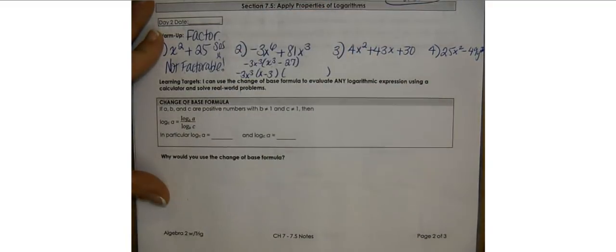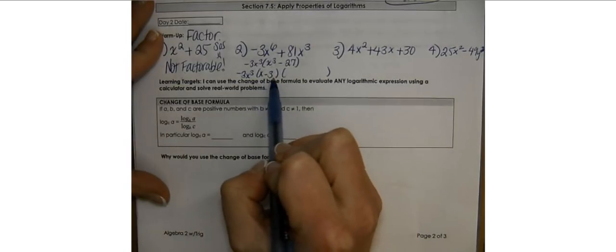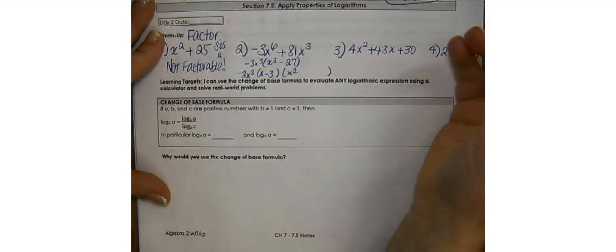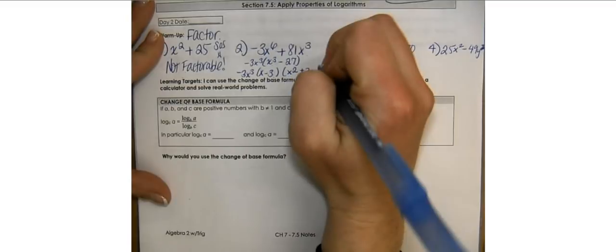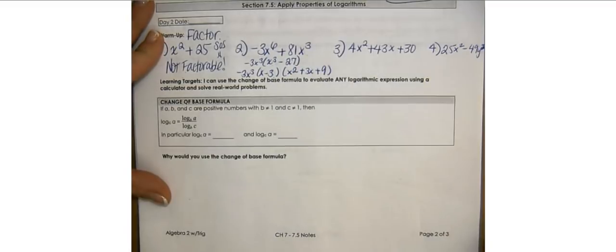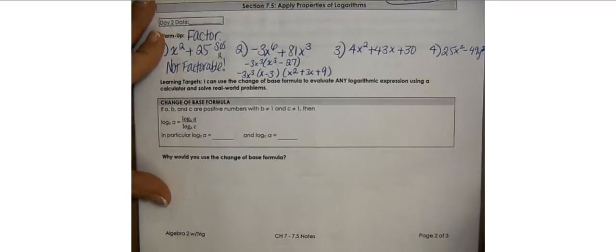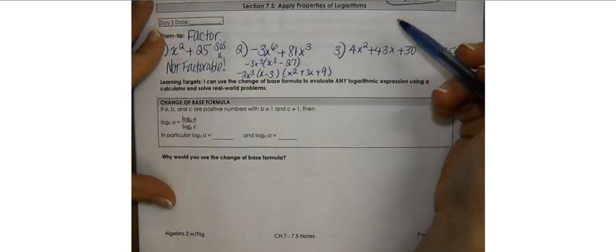Then I'm going to do square opposite product square using my binomial. So x squared will be my first term. Opposite is going to be the opposite of a minus, which is plus. Product, 3 times x is 3x, and square, negative 3 squared is 9. So that is our full factorization of negative 3x to the 6th plus 81x cubed.